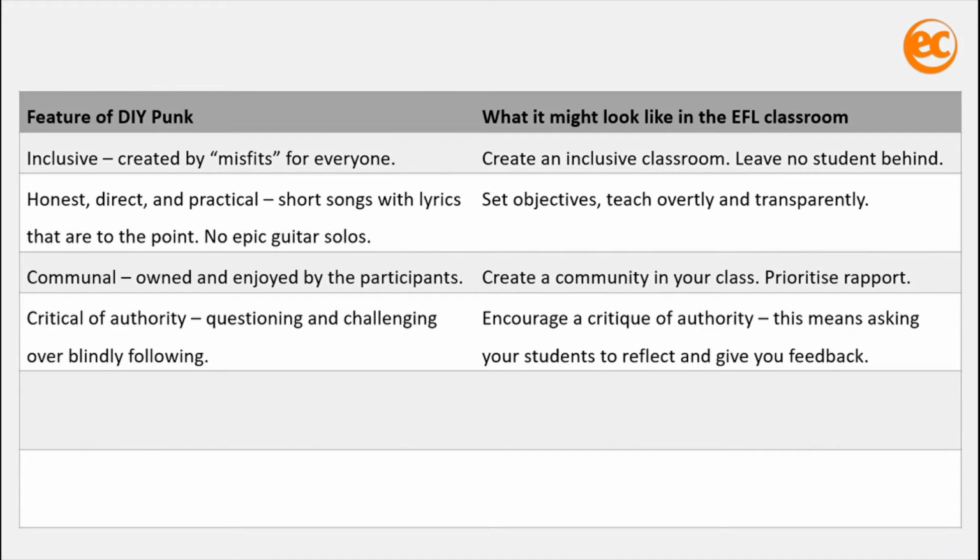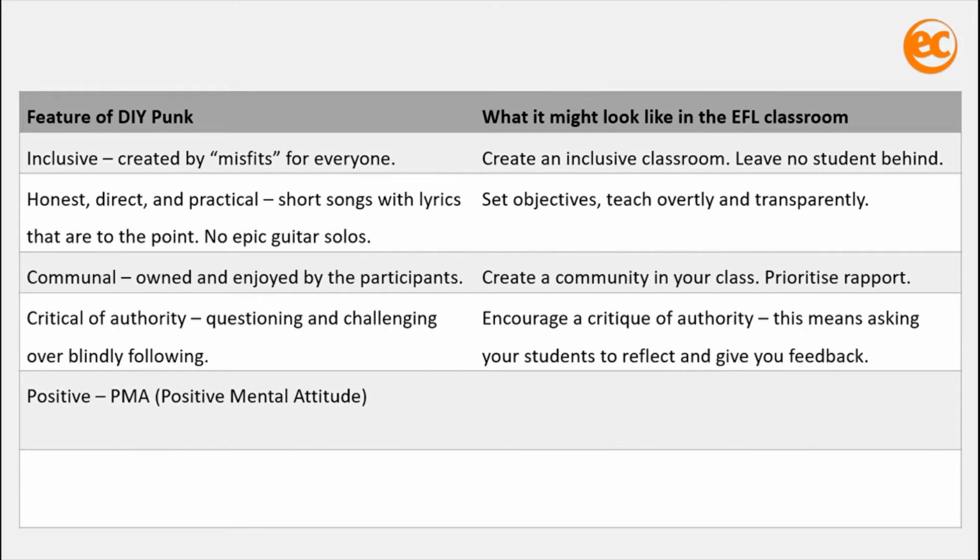In the classroom, it doesn't mean chucking tomatoes at your teacher. It means encouraging a critique of the authority in the classroom. And this means not just the teaching, but the methodology, the materials, the lesson objectives, the level of challenge. So this essentially means, and links to being transparent, it means reflecting. So asking your students to reflect on those elements of the class is huge.